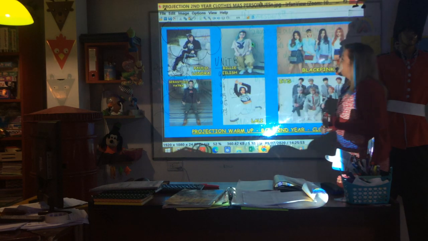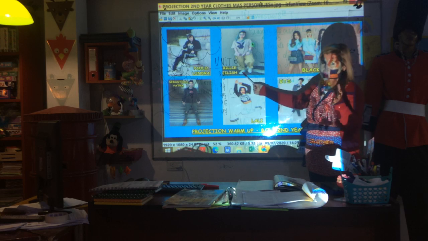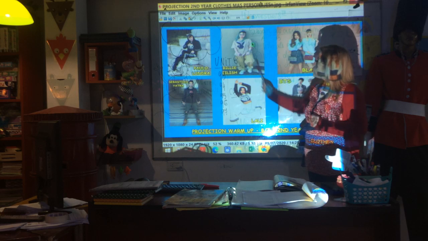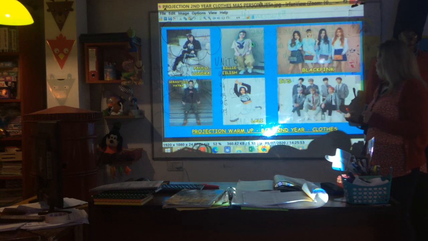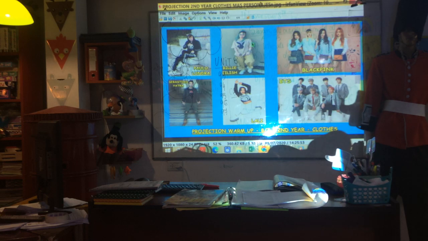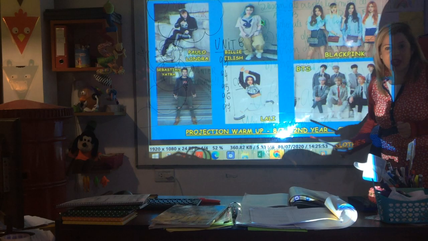What is Billie Eilish wearing? She's wearing white trainers, beige trousers, and a beige t-shirt. What are the BTS wearing? They are wearing white trainers, white socks, and suits. And they are wearing a tie.